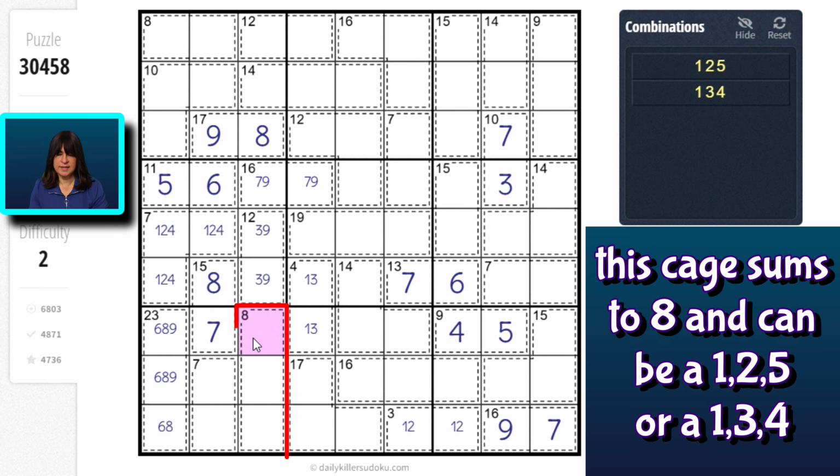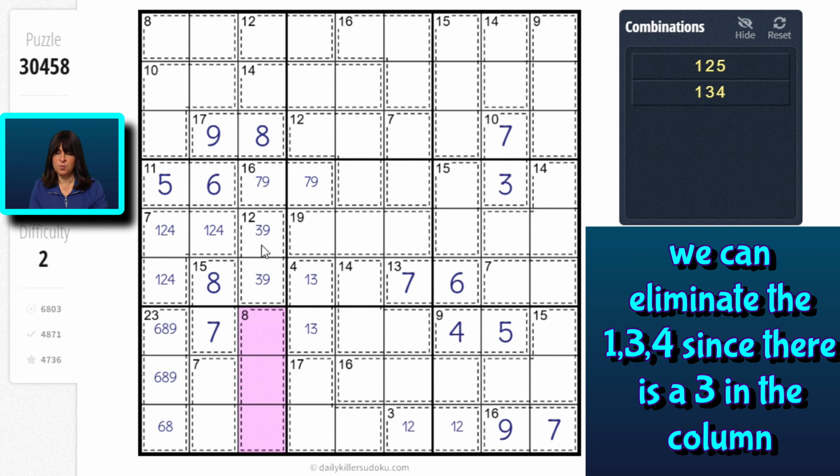All right, let's look at this cage here. 3 cells that sum to 8, and there are 2 possible combinations: 1, 2, 5 and 1, 3, 4. But it can't be a 1, 3, 4 because we have a 3, 9 pair in the column, so there can't be any more 3s in the column. So this cell has to be a 1, 2, or a 5 combination.